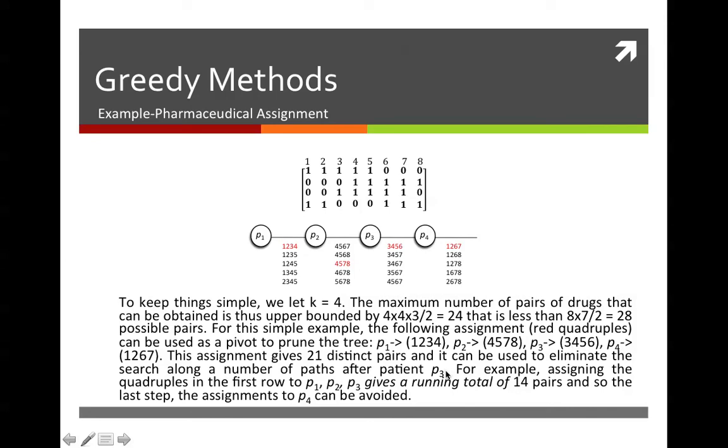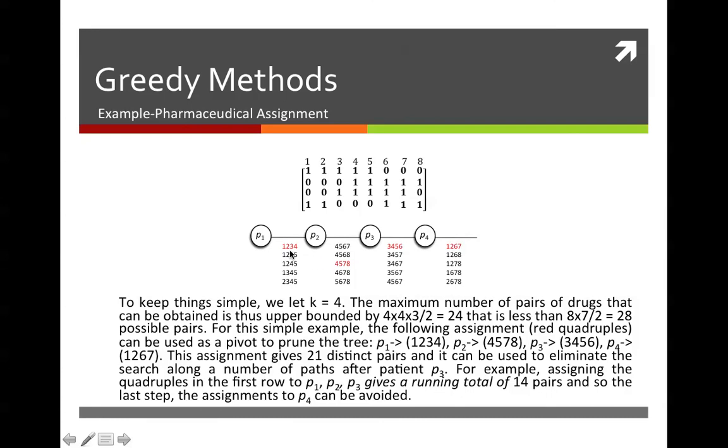Now, once we identify this, then we could actually see that we could avoid traversing the paths once we get to this P3 for several cases. And I just have given an example. The example is assigning the quadruples in the first row to the first three, like this, this, and this, like those three. You could see that you will end up having a running total of 14 pairs that you'll end up covering with these three. And of course, given that only 6 is left, you don't have to explore any one of these.